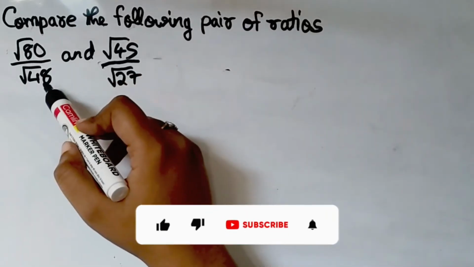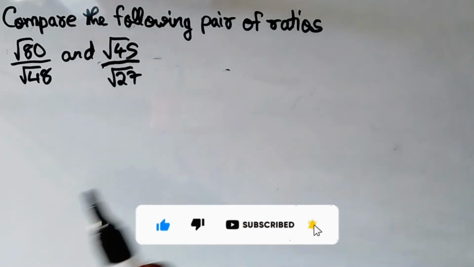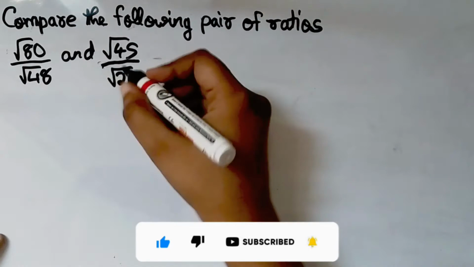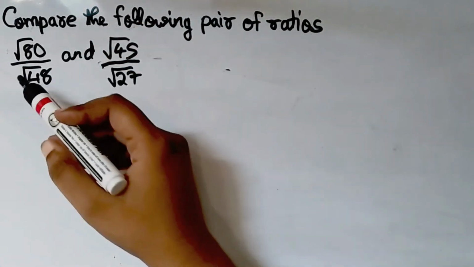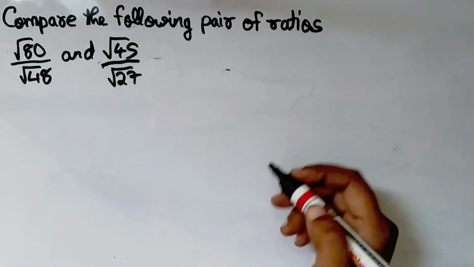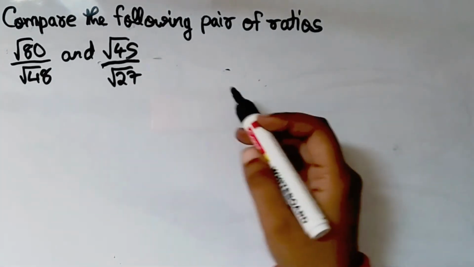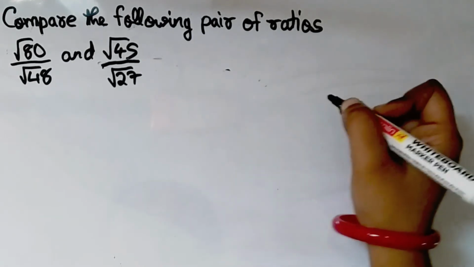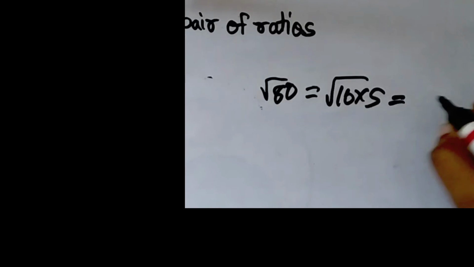Square root of 80 upon square root of 48 and square root of 45 upon square root of 27. Now we will compare these. All these are surds, so first we will simplify the surds. We have already seen how to simplify surds in the previous video. I will give the link in the description and the i button. Here I will show the calculation for simplifying surds in short.